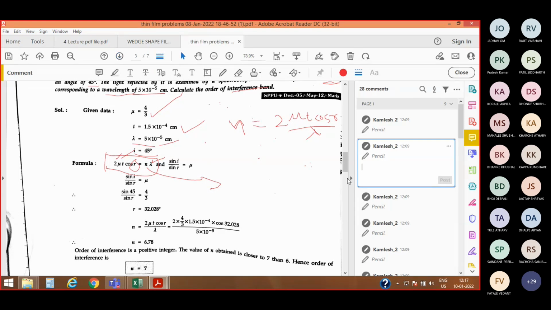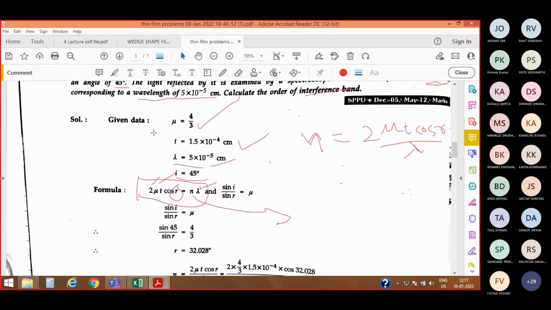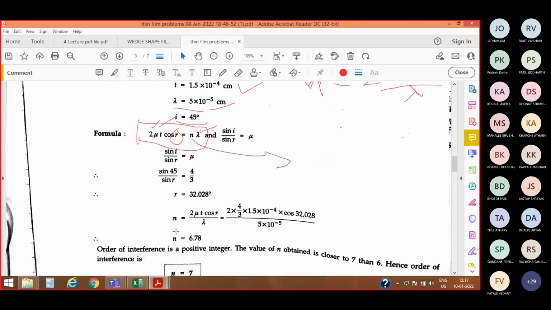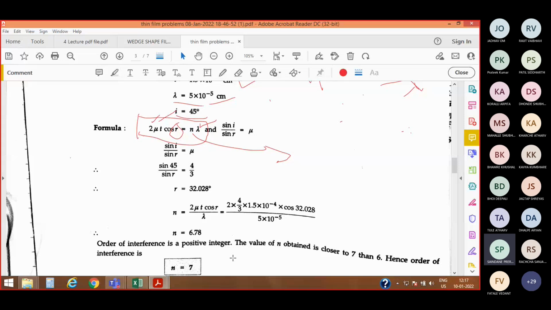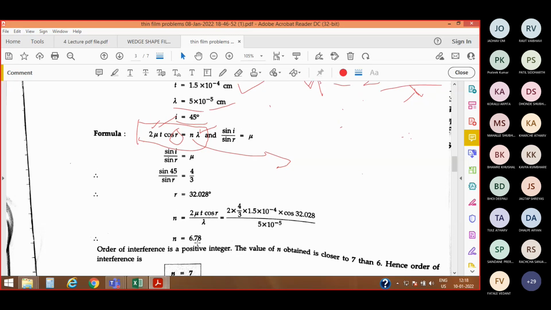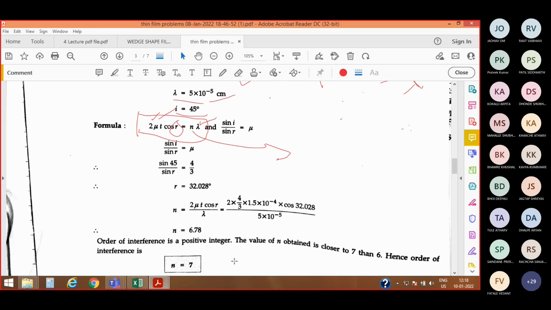सबका हो गया? Any problem? Value of n is equal to 7. Wait, sir. Yes, sir. So in the order of interference is a positive integer, the value of n obtained is closer to 7. And 6.78 यानी वो 7 के close है, compared with 6. So that's why we have taken n is equal to 7. Such problems are asked in the exam.